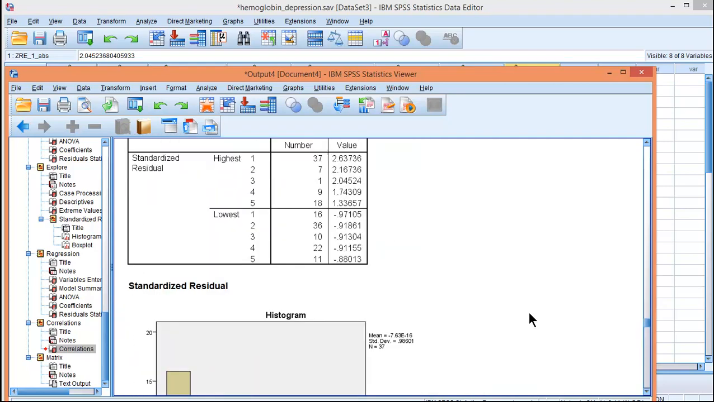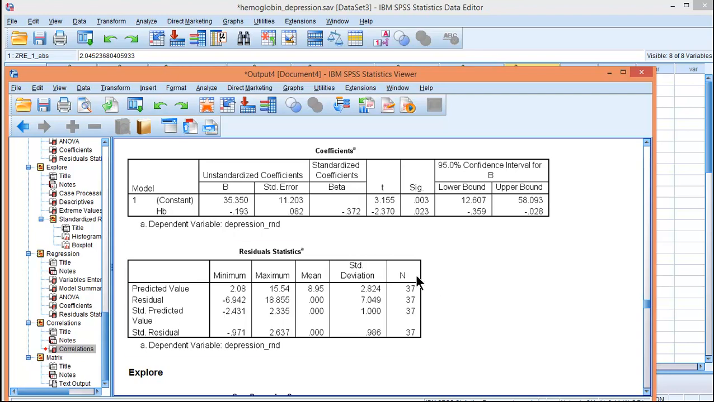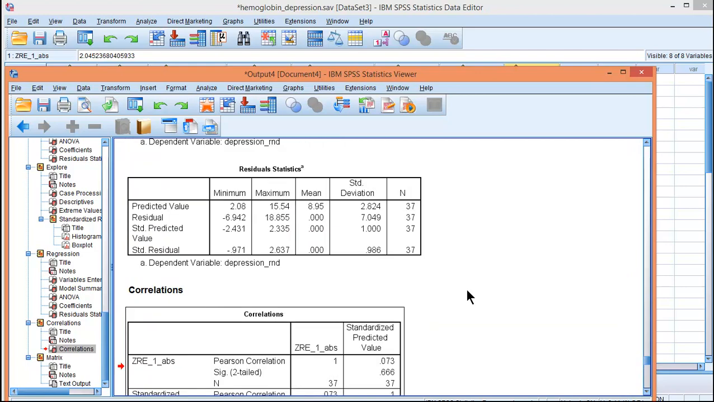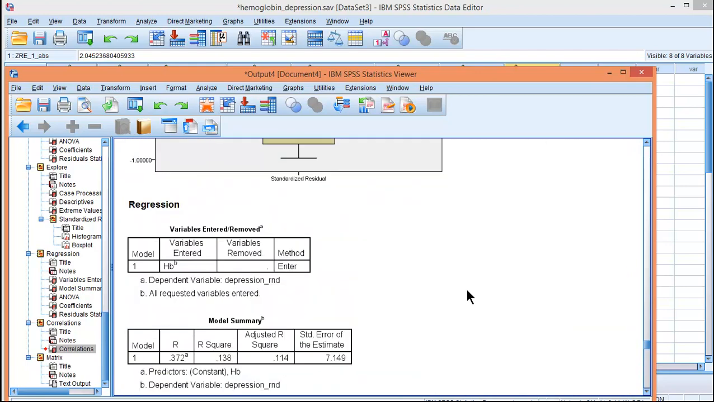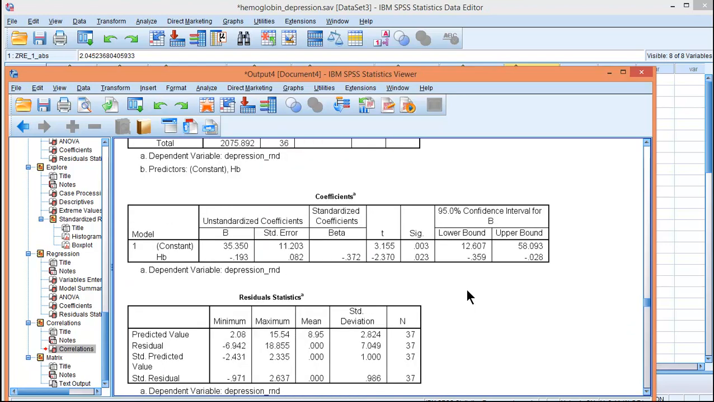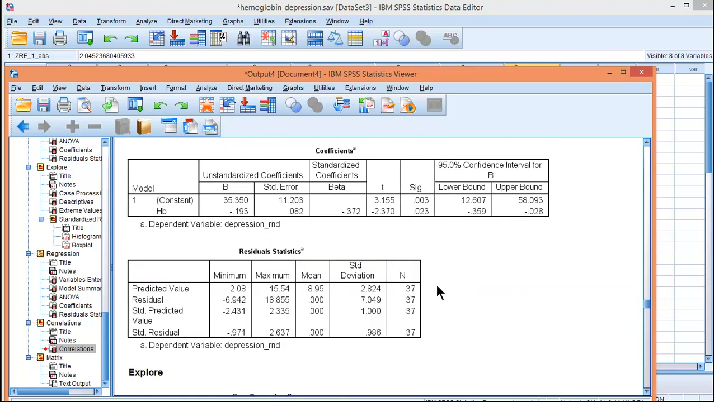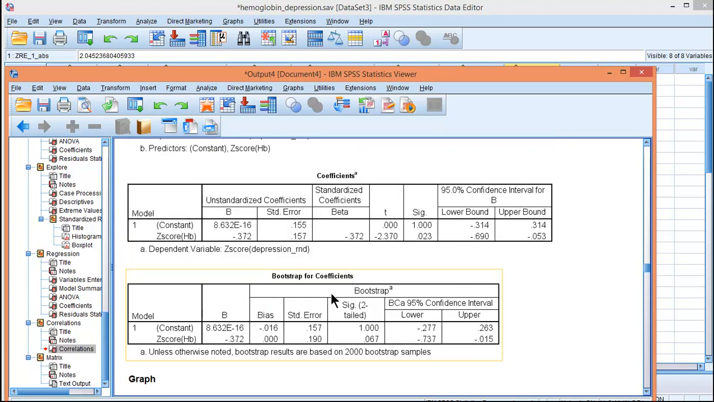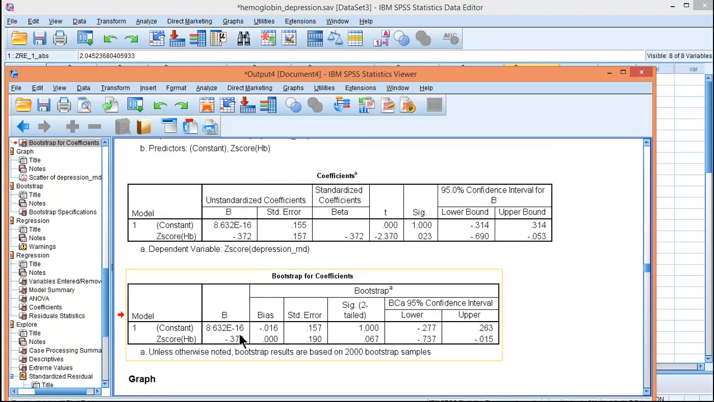I would argue that there is, based on this sample, which is not a big sample size of 37, I would say there is a just barely statistically significant effect between hemoglobin levels and depression. And where do I have my standardized effects? Here we go. These are the standardized, where I did the bootstrapping on the standardized variables. It's negative 0.37. So a 1 standard deviation increase in hemoglobin levels is associated with a 37.2% decrease of a standard deviation in self-reported depression levels.